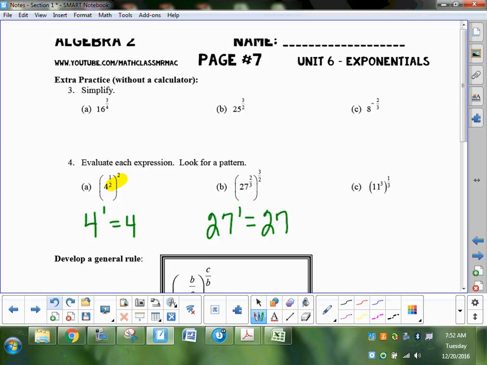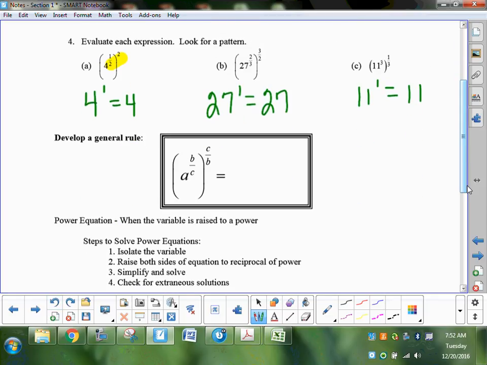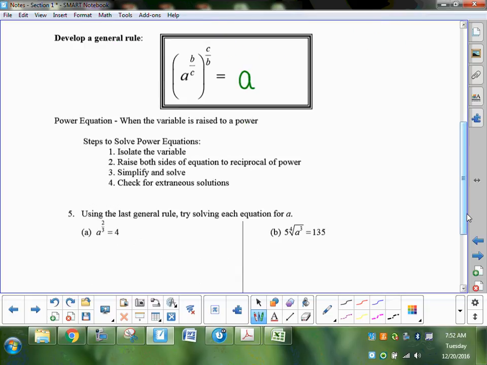Next one up, what would we get when we multiplied the exponents together in C? Allison? By the way, hands up please, can you tell me what 11 to the 0 power is going to be? Peter? There you go. So, if we raise something to the reciprocal power, we would get whatever the A value itself is. Questions on that? Now, here's what our steps are to solve these. This is called a power equation.